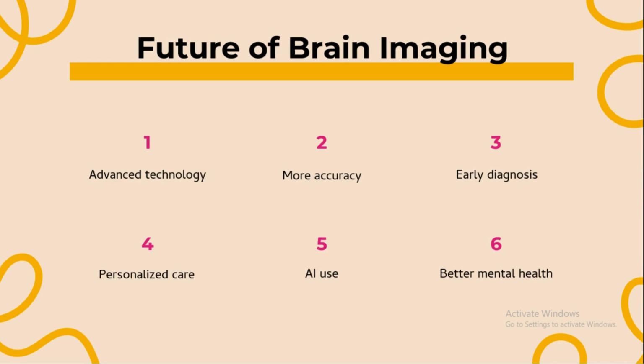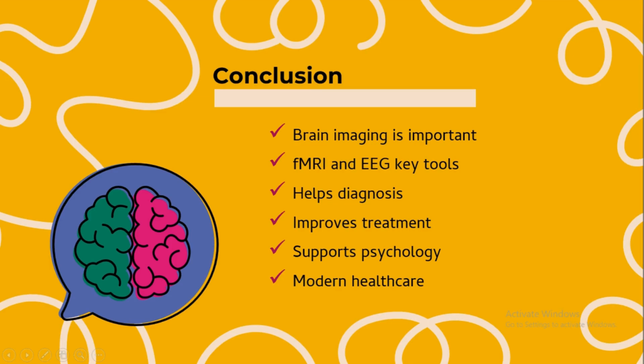What is the future of brain imaging? Basically, advanced technology, more accuracy, early diagnostics, personalized care, AI use, and better mental health. As a concluding remark, brain imaging is very important, while fMRI and EEG are key tools. They help to diagnose, improve the treatment, support psychology, and modern health care. Thank you so much.